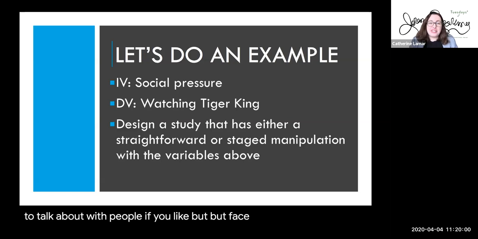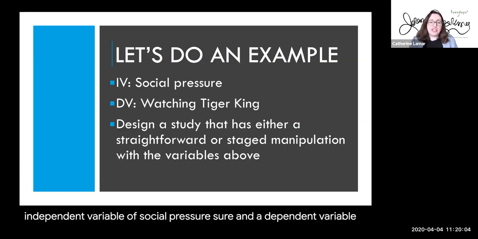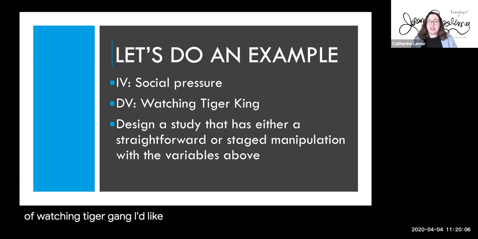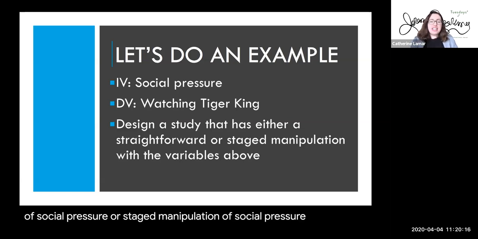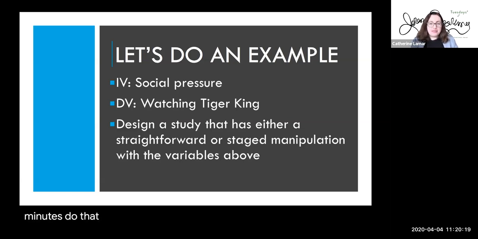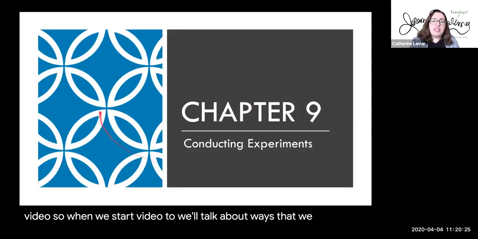But basically, if you have an independent variable of social pressure and a dependent variable of watching Tiger King, I'd like you to, on your own, design your own study with those variables that involves either a straightforward manipulation of social pressure or staged manipulation of social pressure. Take a few minutes, do that on your own, and this will bring us to the end of our first video. So when we start video 2, we'll talk about ways that we can measure the DV.